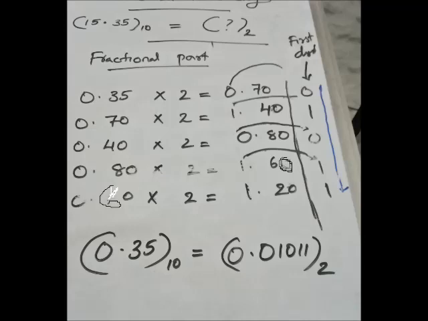Here you can see that this is going to repeat. So we have to stop the multiplication here. So we can write 0.35 to the base 10 is equal to 0.01011 to the base 2, which is the equivalent binary of the fractional part 0.35.